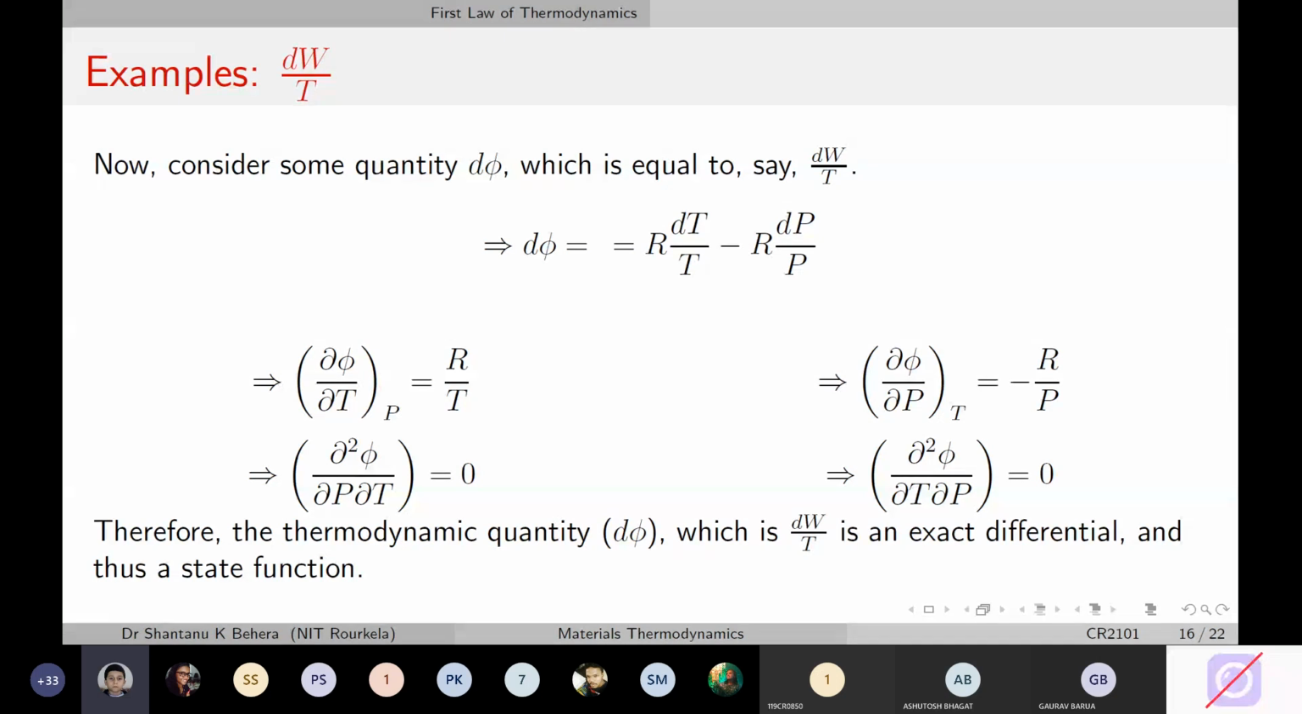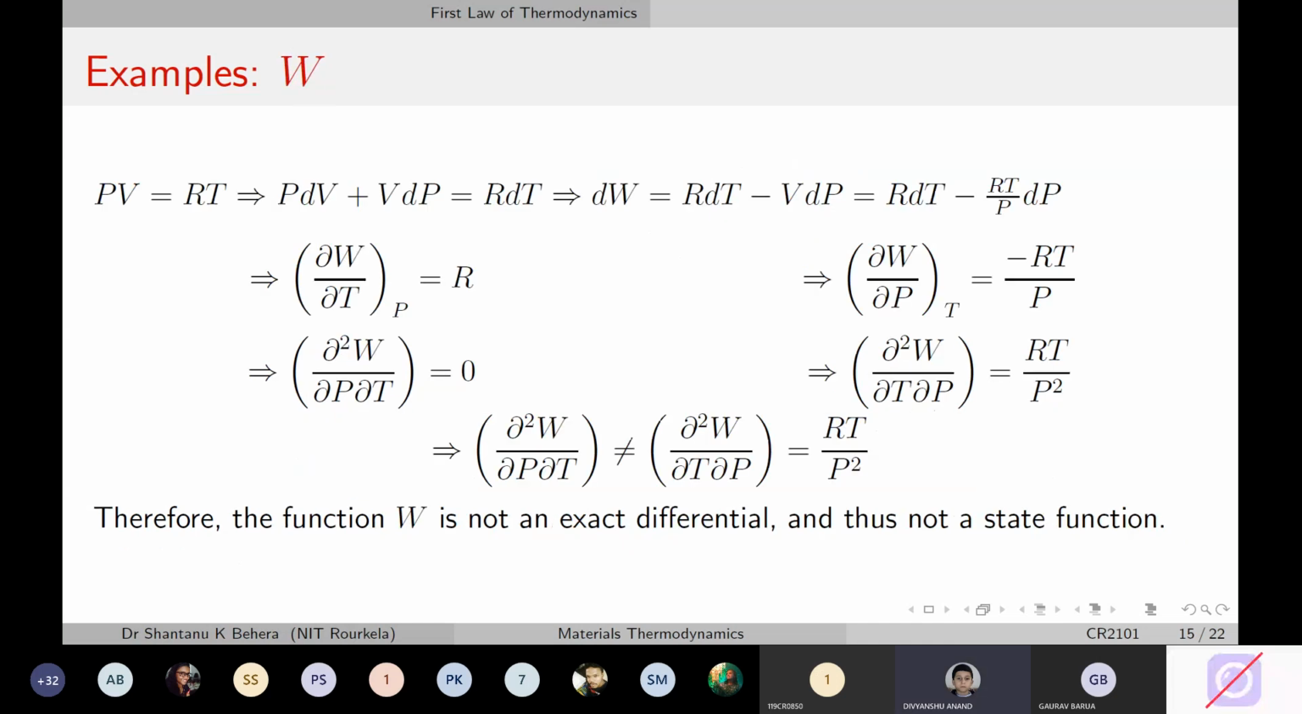Sir, sorry to interrupt you, but in the previous slide, the second one, where we were doing the second order derivative, there might be a mistake. Can we go back to the previous slide, please? When we differentiate with respect to P it is minus RT by P, and when we are doing the second order differential with respect to temperature, isn't it supposed to be minus R by P?